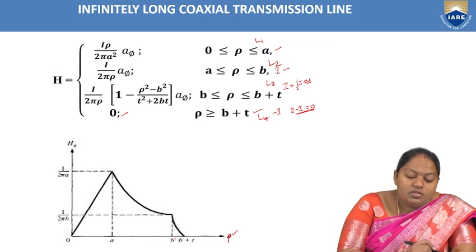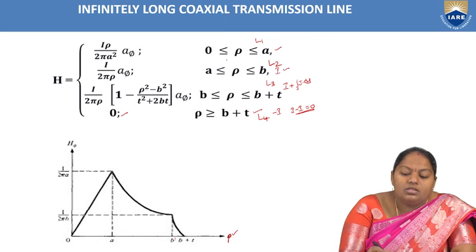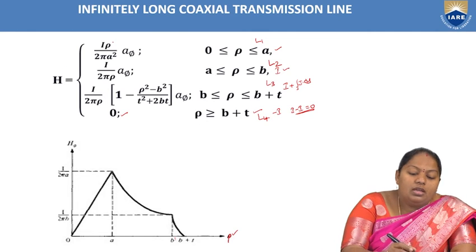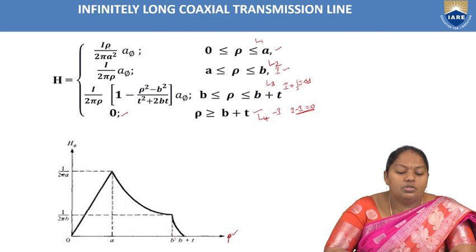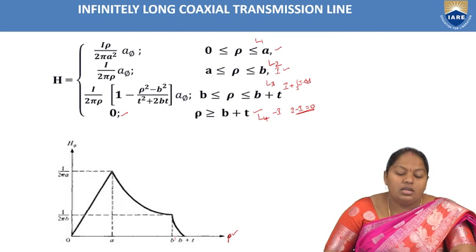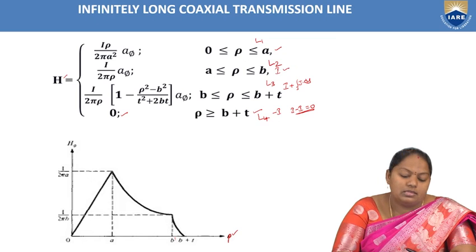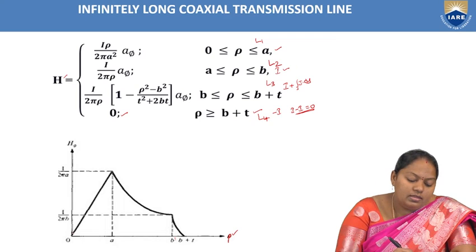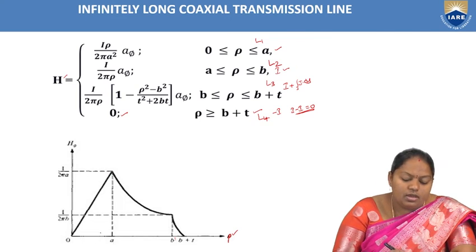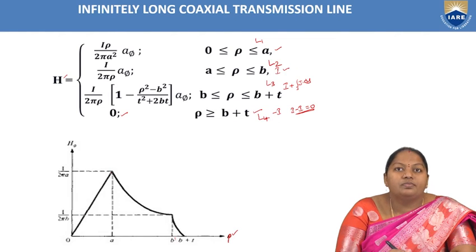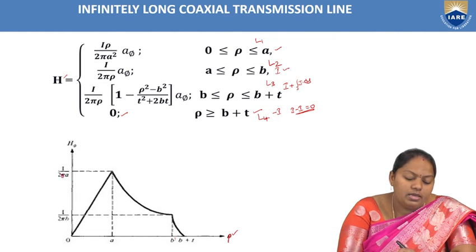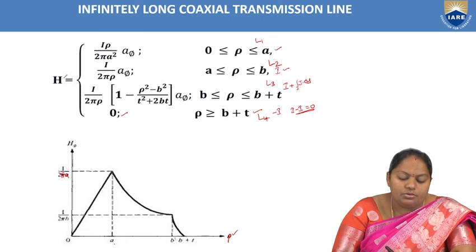So for all these cases, we draw the plot between magnetic field intensity and the radius rho. If you observe the first case, 0 to a, the relation between magnetic field intensity H and the radius rho is directly proportional. Hence, if you increase the value of rho, the H component also increases. Hence, a linear increment is observed from 0 to a, given by I by 2 pi a at rho equal to a.